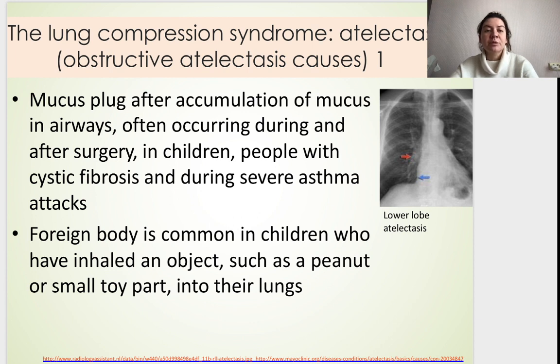Main causes of obstructive atelectasis. Mucus plug, after accumulation of mucus in airways, often occurring during or after surgery, in children, people with cystic fibrosis, and during a severe asthma attack. Foreign body is common in children who have inhaled an object, such as a peanut or small toy part, into their lungs. Here you see a picture, it is a chest X-ray with lower lobe atelectasis.